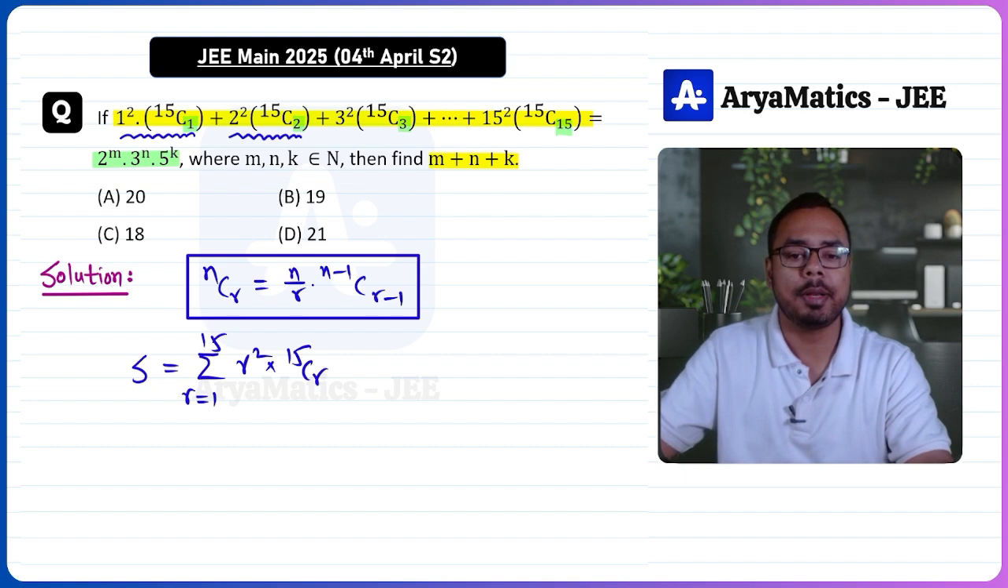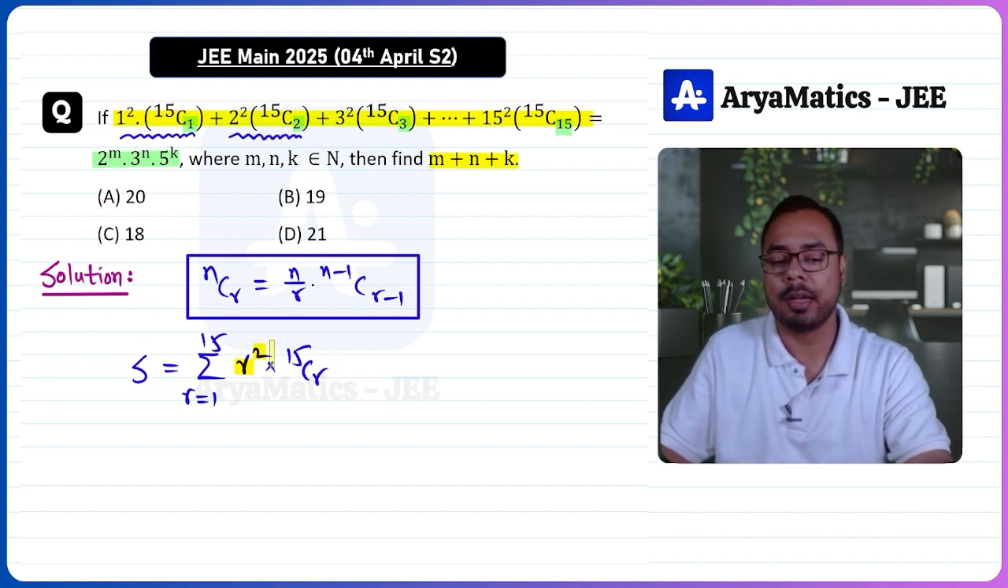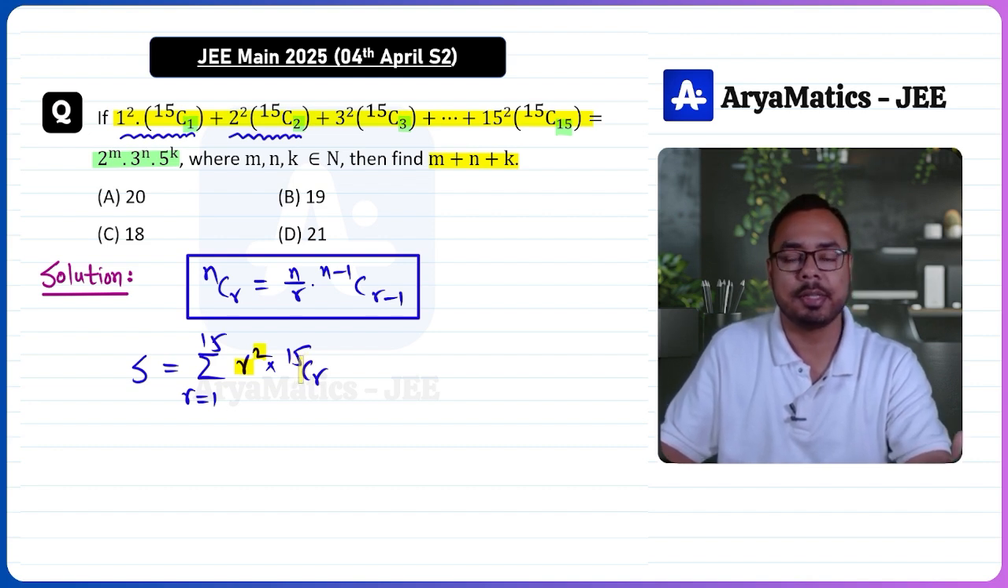Now here our aim will be to get rid of this variable r. Once I get rid of this r or r square, then we have a standard formula for finding this sum, I mean, the sum of the first n binomial coefficients nc0 plus nc1 up to ncn is 2 raised to n. So that formula we can use, but for that first we need to remove this r square from here. And for removing r square, we are going to use this result, that ncr is n by r times n minus 1 c r minus 1.